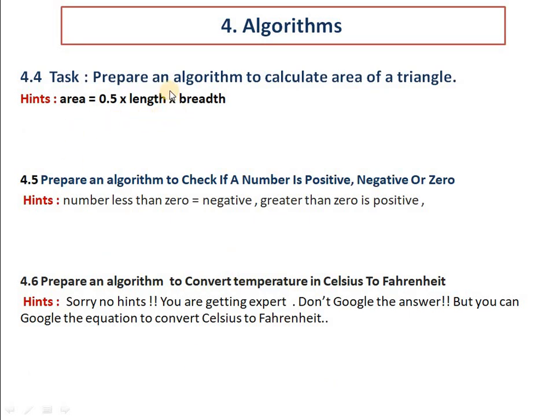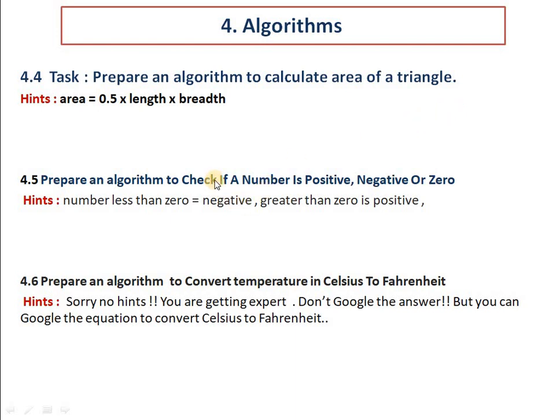The next task is to prepare an algorithm to calculate the area of a triangle. How will you calculate the area of a triangle? Area is 0.5 into length into breadth. So just a hint: you have to get the length, get the breadth, multiply, and display the answer. That's it.